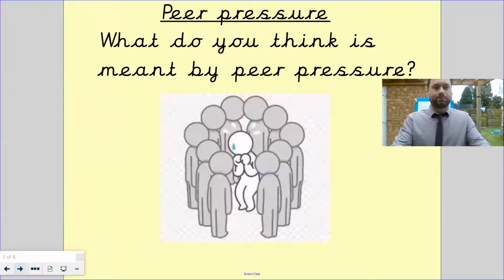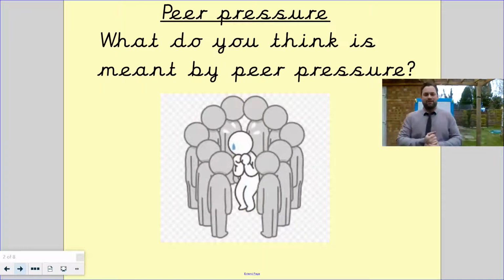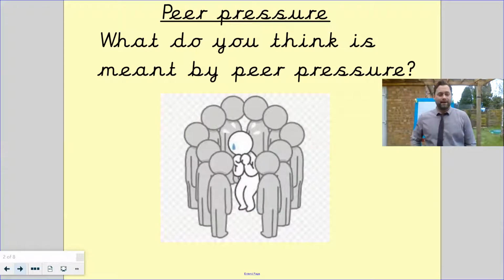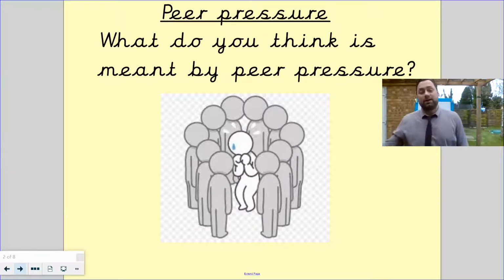So what do we think peer pressure means? I want you to have a little think about it. If you want to, maybe look on an online dictionary or a dictionary book and have a look. Look at the word peer, and look at the word pressure, and try to come up with a definition for peer pressure. Some of you may have actually experienced peer pressure already, and probably most of you have. Some of you may have had the peer pressure put on you. Some of you may have been part of the pressure.